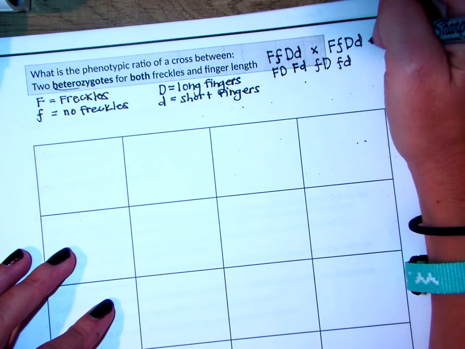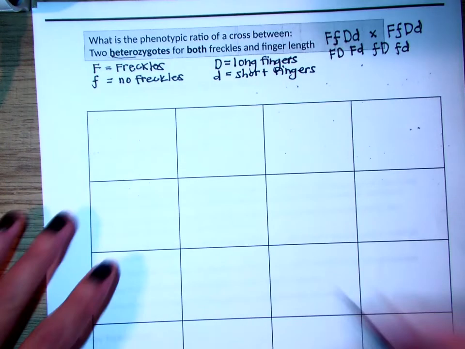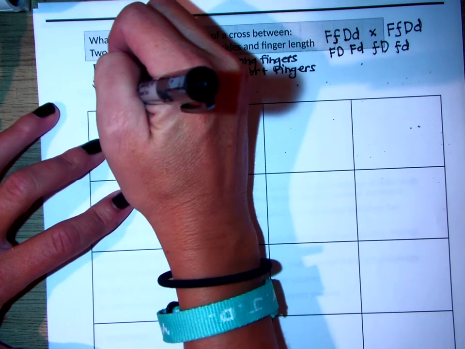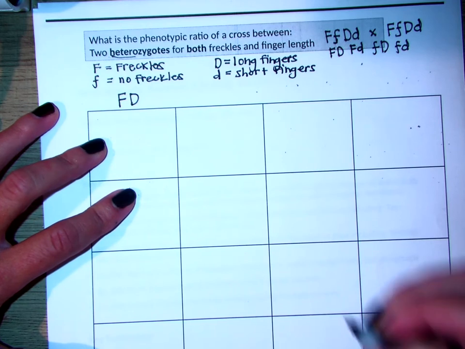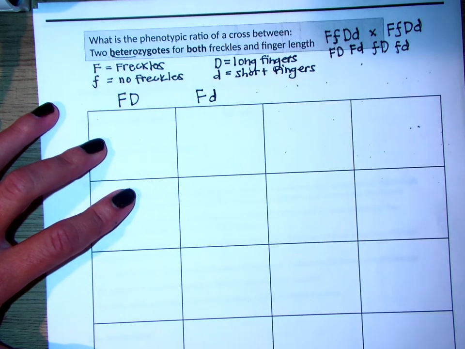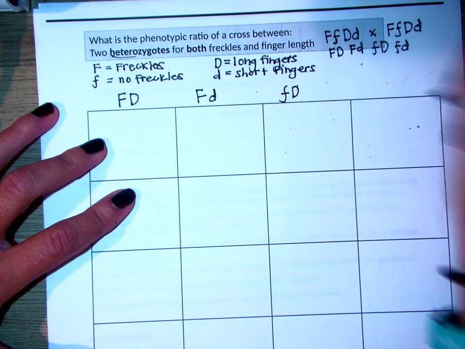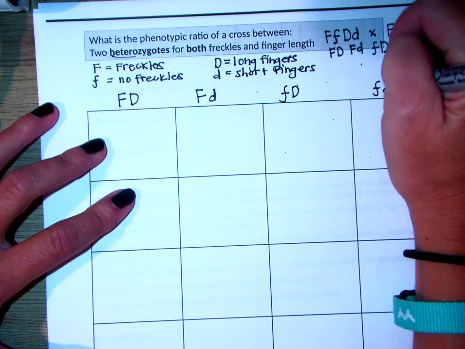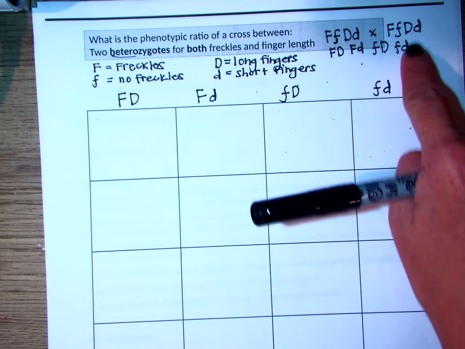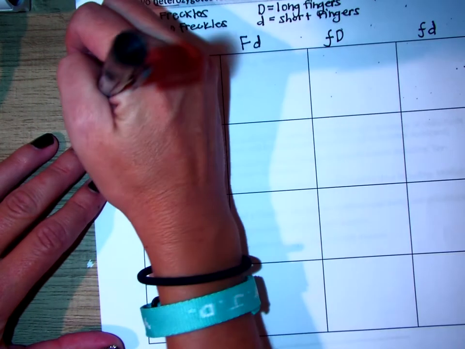This one's going to be the same because they're both heterozygous. So what you do now is you bring these gametes down here. That's one parent, the possible gametes they can make, and this parent can make the same, so we'll put the same ones down the side.